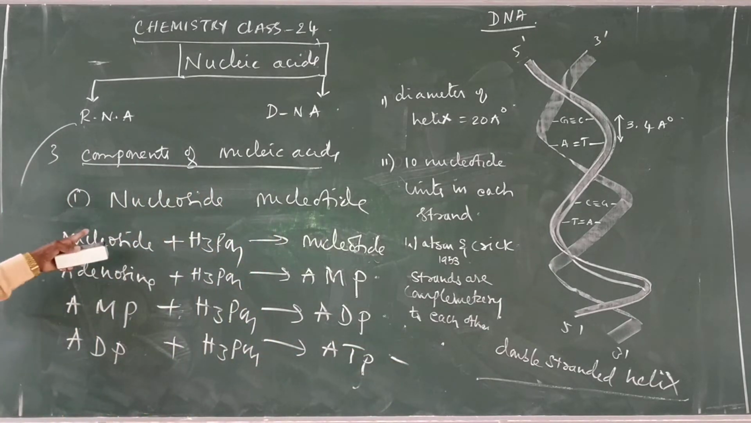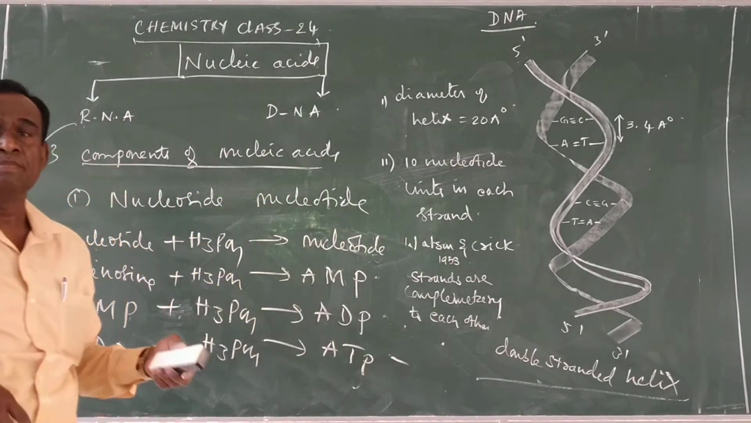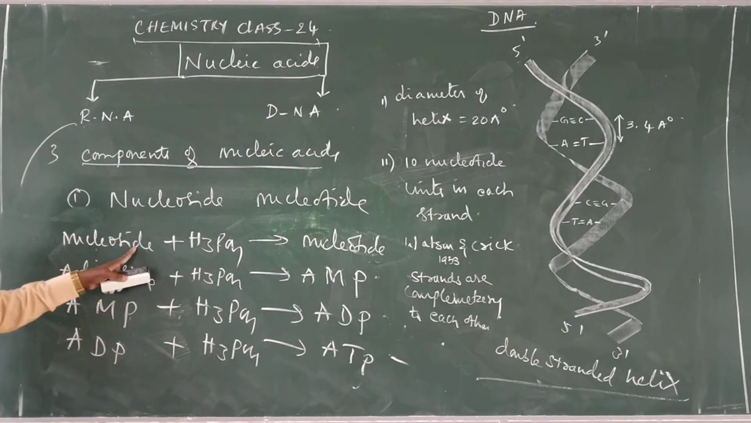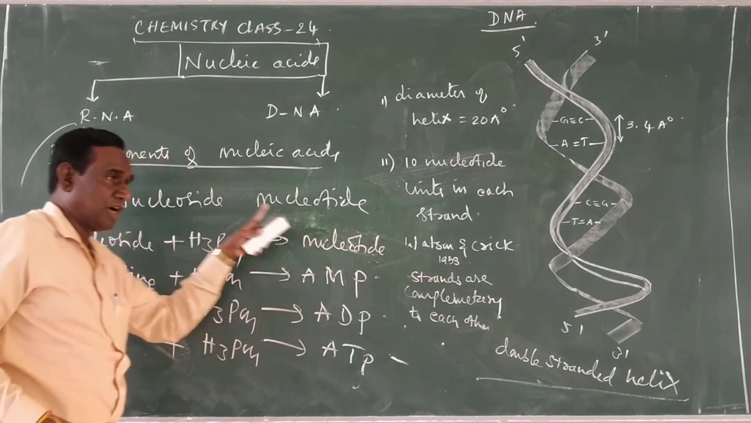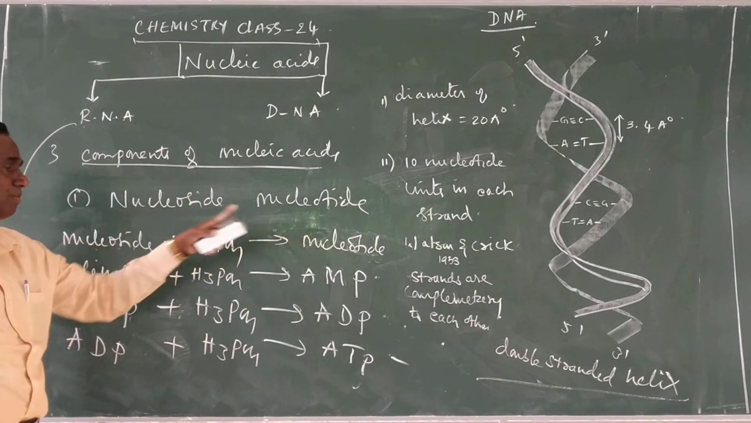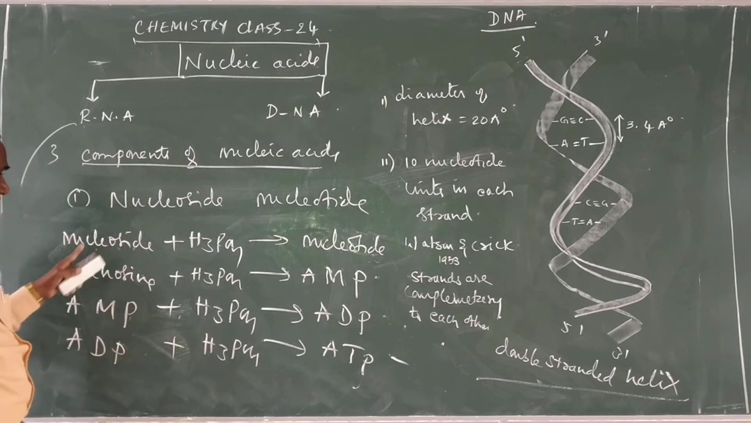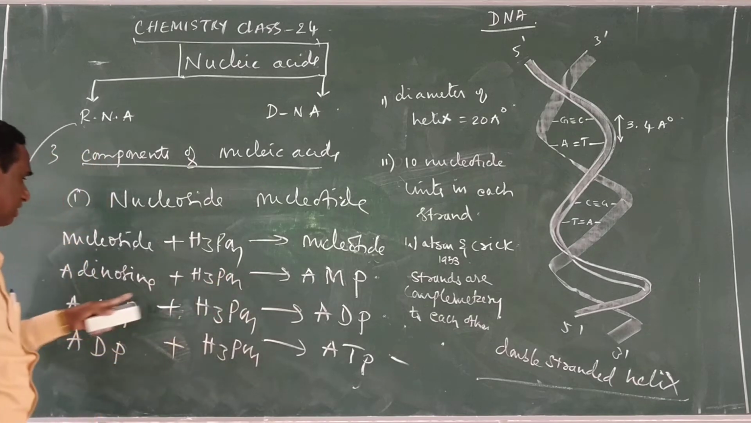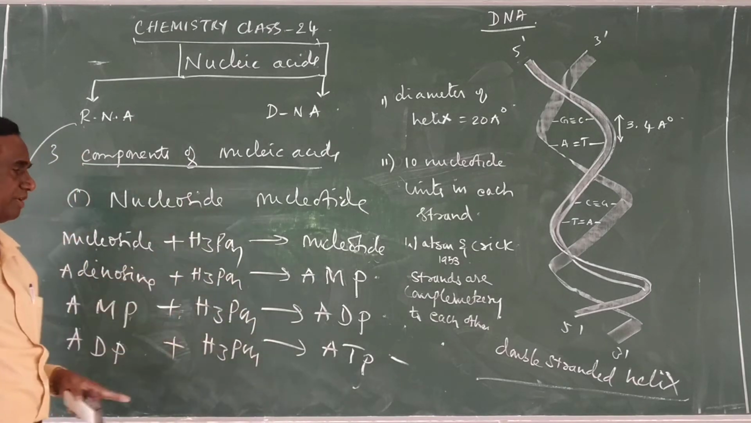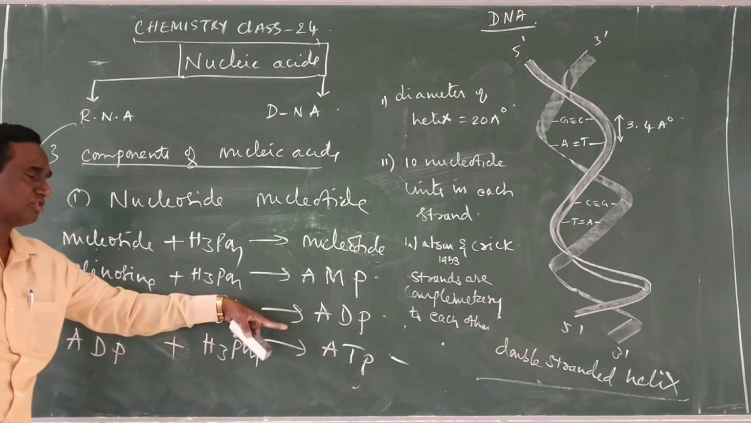When a nucleoside is linked with phosphoric acid, you get a nucleotide. That means nucleotides are the phosphoric acid esters of nucleosides. Phosphate esters of nucleosides are called nucleotides. When phosphoric acid esterification occurs with a nucleoside, you get a nucleotide. Adenosine monophosphate plus another phosphoric acid gives adenosine diphosphate. Adenosine diphosphate plus H3PO4 again gives adenosine triphosphate.